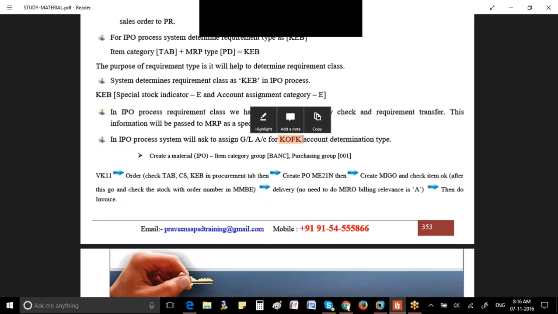So here we have a CO module, so we'll go for an account determination type, that is KOFK, in real time. But here it's not possible to go for KOFK in the training purpose. So the rest of the process is the same. Creating an order, it will raise a PR, PO, and you need to do MIGO. Everything is the same.